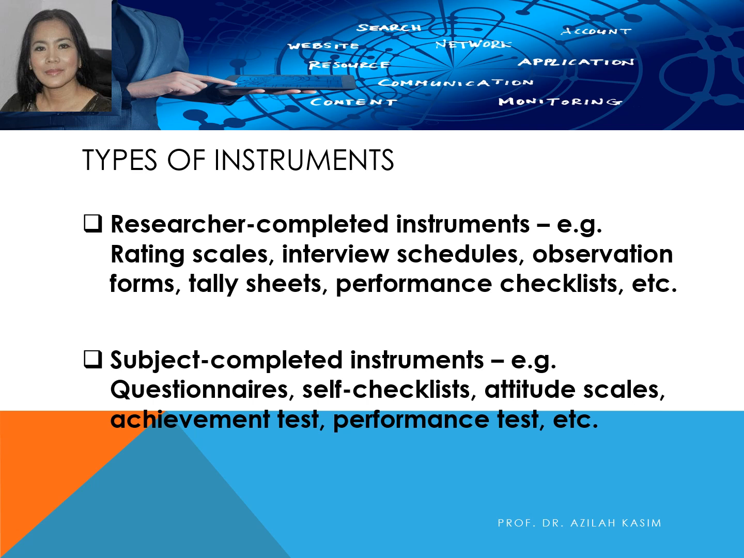So in the next slide here, we need to know that there are two types of instrument. Some instruments can be completed by the researcher. That means you as the researcher will be asking the questions to the respondent, and you will take the answer based on the feedback that you get from the respondent. Some examples of this would be rating scales, interview schedules, observation forms, tally sheet, performance checklist, and everything else that the researcher himself or herself can complete.